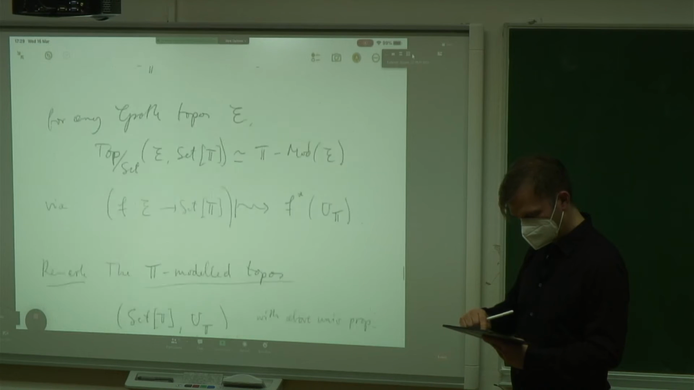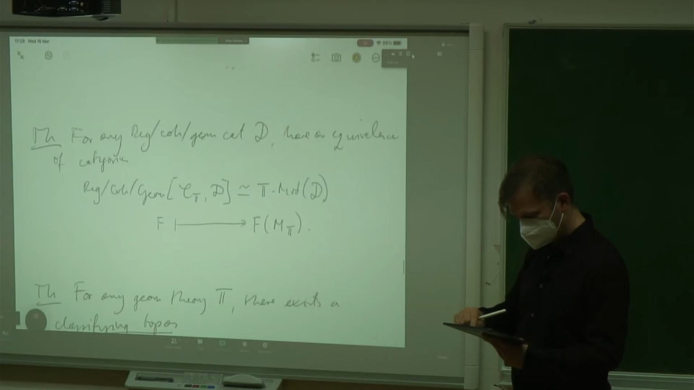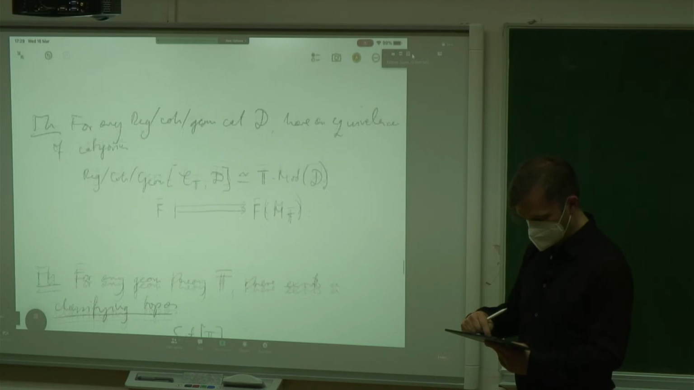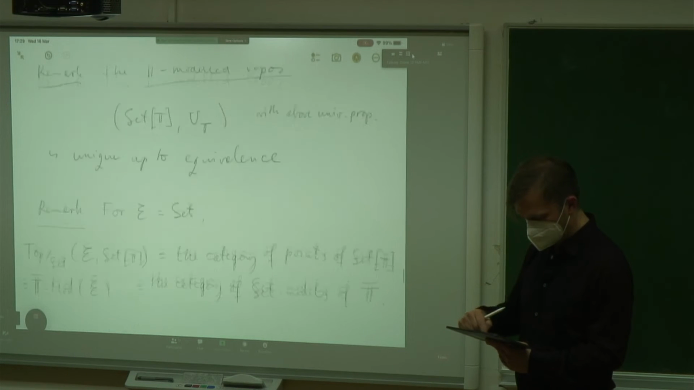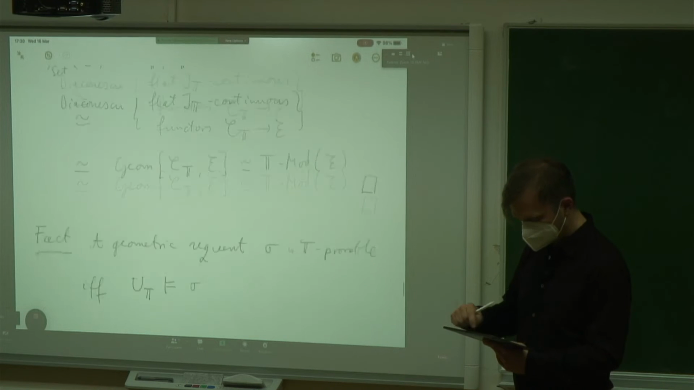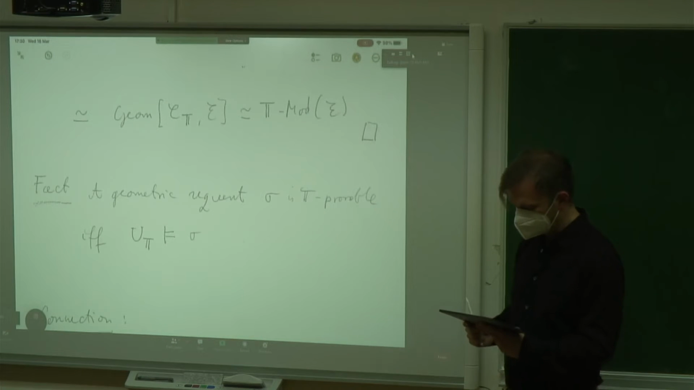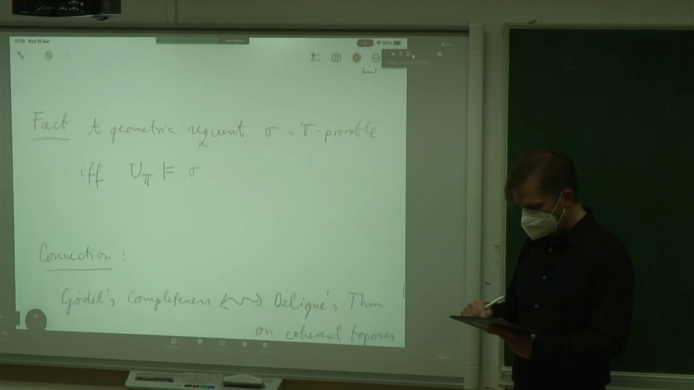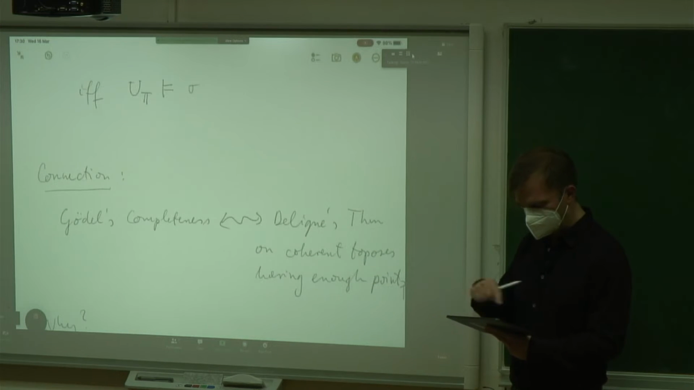So where is it? The completeness theorem was somehow dependent on sigma being provable if and only if the generic model satisfies it. And here we have the same thing with the universal model. So a geometric sequent is T provable if and only if the universal model satisfies it.